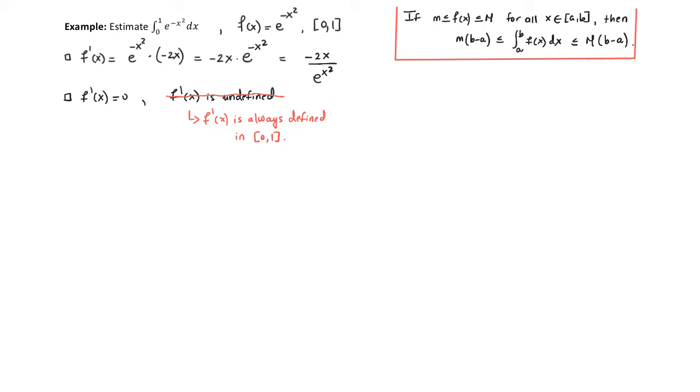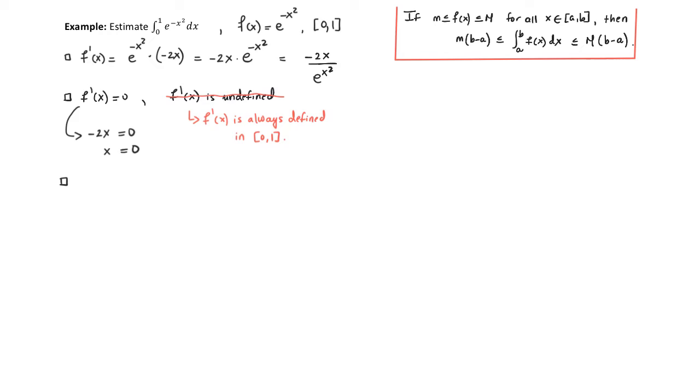Then, where is f prime of x equal to 0? Let's do this case over here. F prime of x is equal to 0 when the numerator is equal to 0. When negative 2x is equal to 0, that means when x is equal to 0. And then I'm going to go ahead and do the first derivative test. So that will be our third approach here.